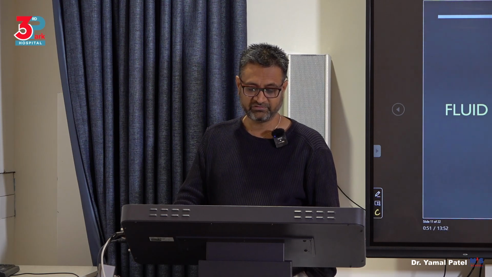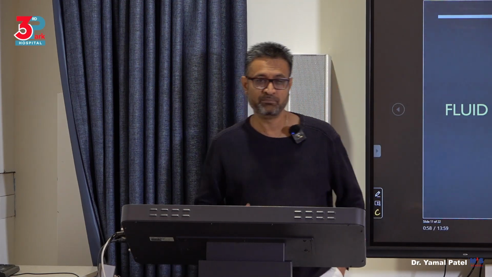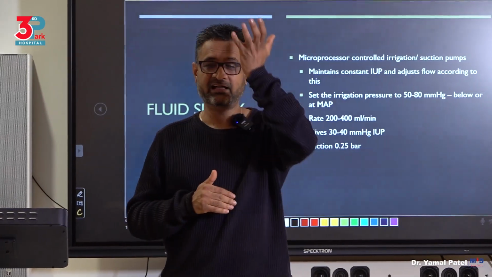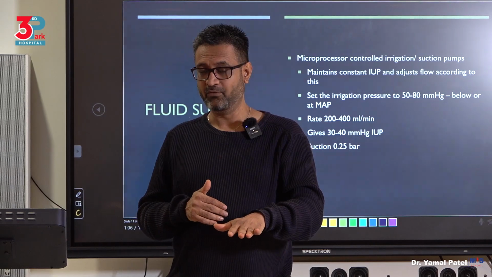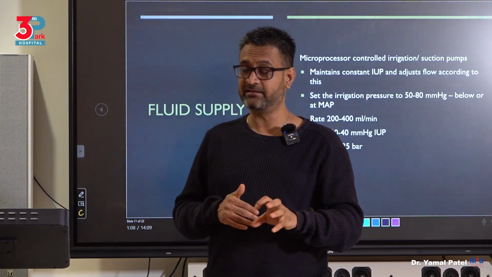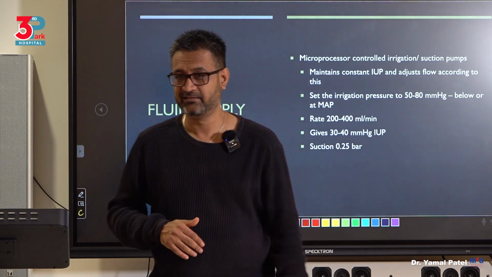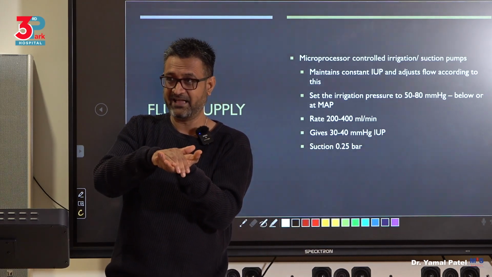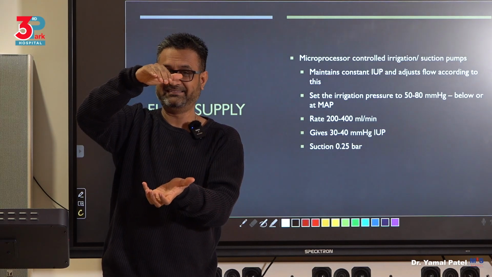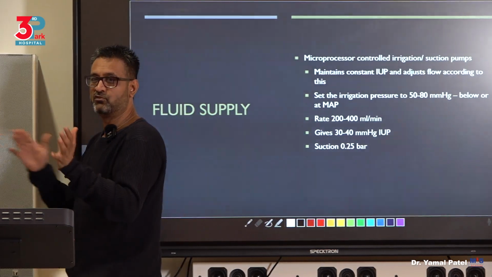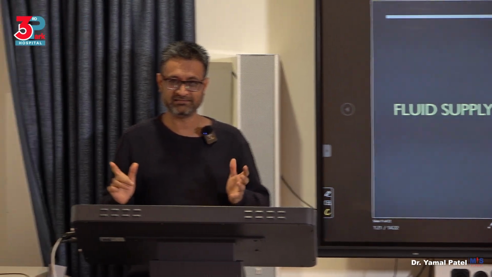So it maintains a constant intrauterine pressure and adjusts flow according to this. If you set your irrigation pressure to around 50 to 80 or below or around the MAP, as we've said, and then you put in your flow rate to be 200 to 400, it means when the pressure is high, the flow will even come down to 0. But when it is low, it can push in fluid at a rate of almost 400 ml in a minute. So if the cavity is collapsing, it will suddenly push in and make it distended. So at least it will give you a good view throughout the procedure. Now are you understanding that?